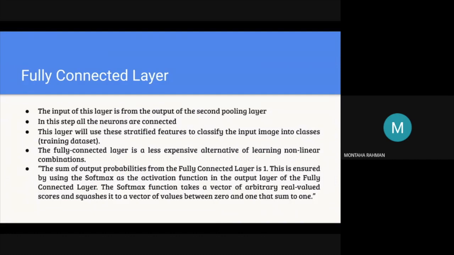The input of this layer is, can you go back to the image?